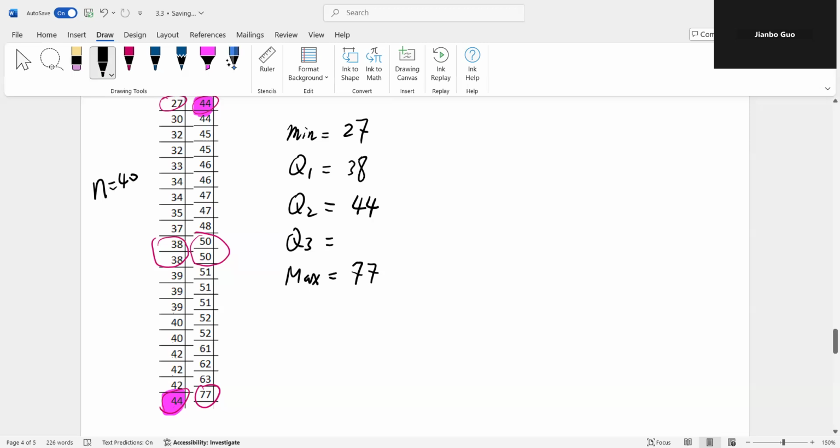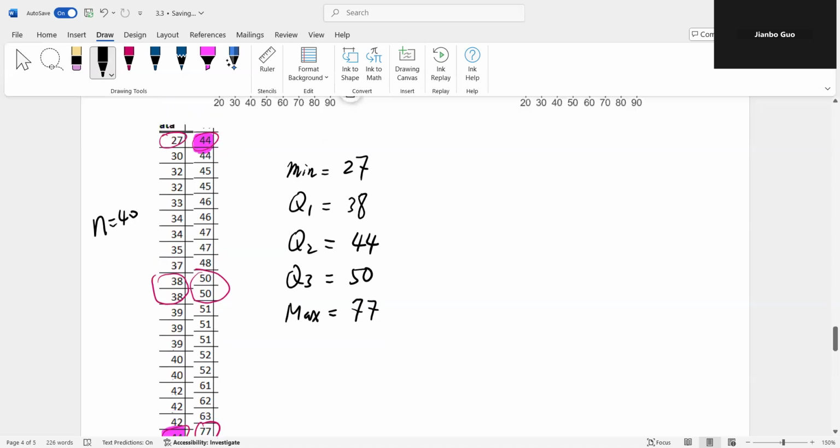Similar idea, we can find Q sub 3. Q sub 3, the upper quartile, is the median of the upper half of the data set. From 44 to 77, the second column values, they are the upper half. The median of the upper half would be our Q3. In the upper half, we have 20 values, so there are 2 values in the middle. The 2 values in the middle are 50 and 50. Take the average of 50 and 50, which is 50. Again, the 2 values in the middle are not always the same. This is, again, a coincidence.